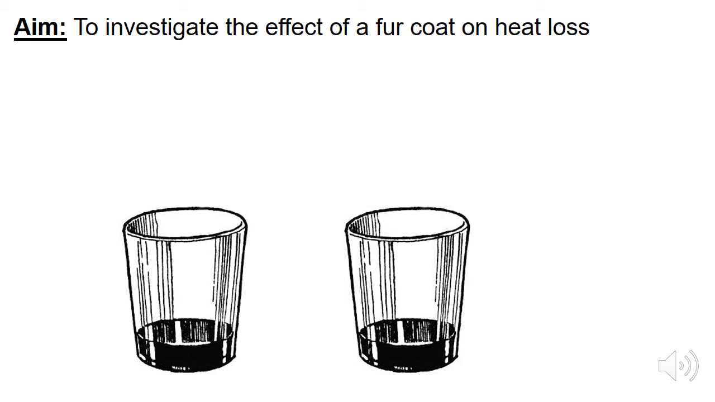So to investigate the effect of a fur coat on heat loss, we are going to start with 2 glasses. Now, if you want to use mugs, that is fine, but we're going to keep remembering that we're going to make this a valid test. And to make something valid, we need to control any variable that could affect the heat loss from this glass. So make sure that the mugs or the glasses are the same size, the same shape, the same thickness, and made of the same type of material, because all those things could affect the rate of heat loss from the glass.